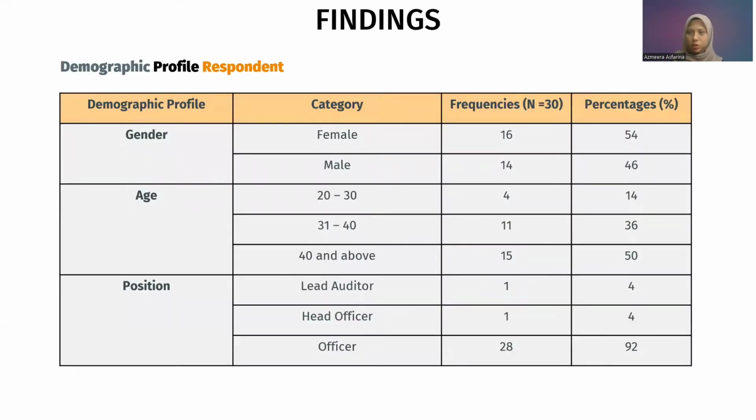For the field testing, the usability evaluation is used, in which the questionnaire is distributed via Google Form to the officers of PPDCH. For the demographic profile of respondents, by gender there are 16 females and 14 males. For the ages, 31 to 40 has 11 respondents, and 40 and above has 15 respondents. For the position, there is 1 lead auditor, 1 head officer, and 38 officers of PPDCH.